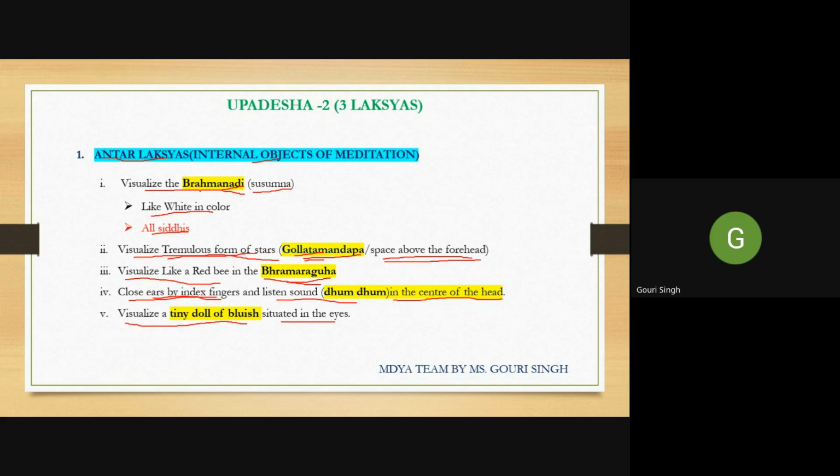So here in the Antalaksha, 5 points are given. First is to visualize the Brahmanadi or the Susumna. Second is to visualize the tremulous forms of stars in the Golata Mandapa. The third is to visualize a red bee in the Brahmara Guha. The fourth is to close your ears with your index fingers and try to listen to the nada. Nada here means the dham dham sound in the center of the head. The fifth is to visualize a tiny doll of bluish color in the eyes area. So these are the 5 points where one needs to do internal object meditation.